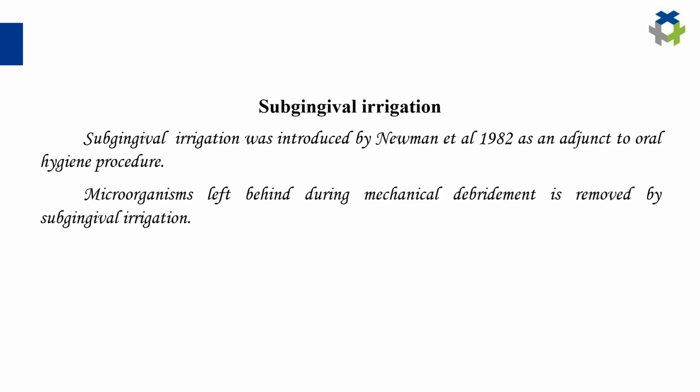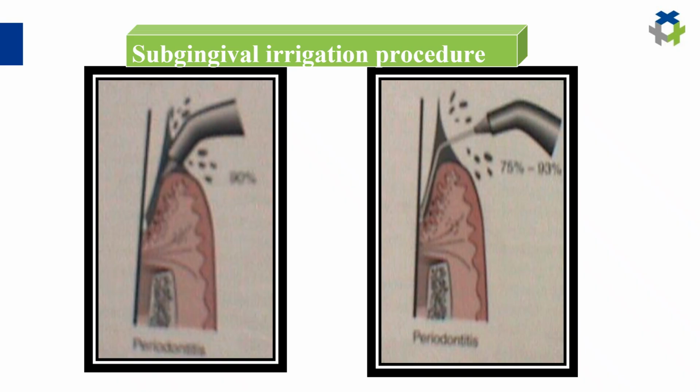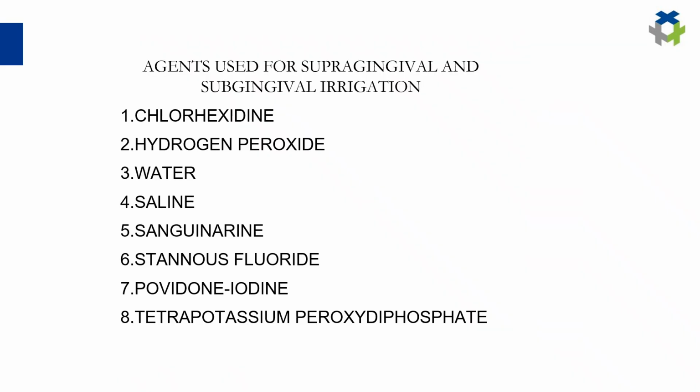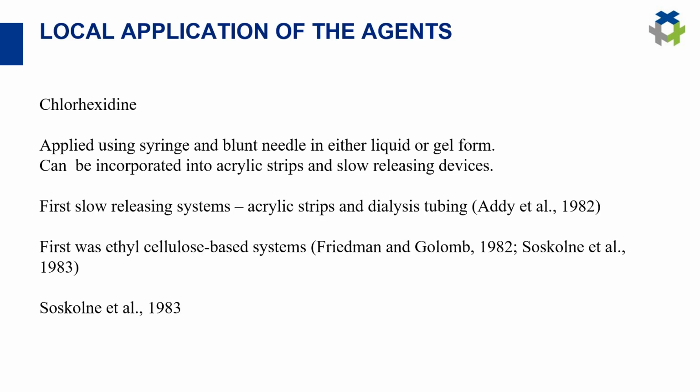Subgingival irrigation was introduced by Newman. Microorganisms left behind during mechanical debridement will be removed by subgingival irrigation. So this is a subgingival irrigation procedure. Agents used for supragingival and subgingival irrigation are chlorhexidine, hydrogen peroxide, water, saline, sanguinarine, stannous fluoride, povidone iodine and tetrakis potassium peroxydiphosphate. Next is local application of these agents. Agents like chlorhexidine can be applied locally with syringes, gels, slow release strips or varnishes for prolonged effect, especially in high risk patients.